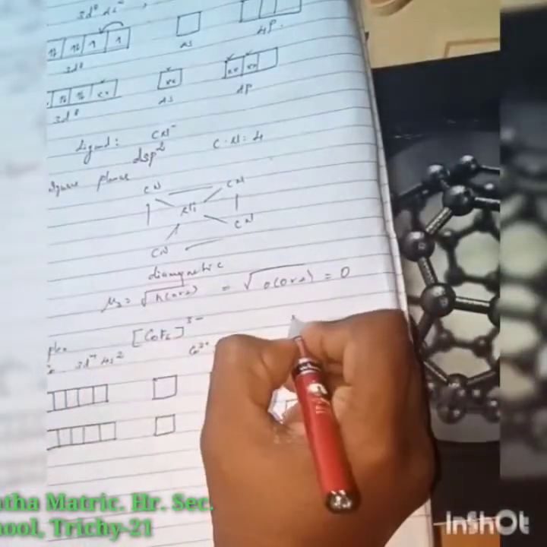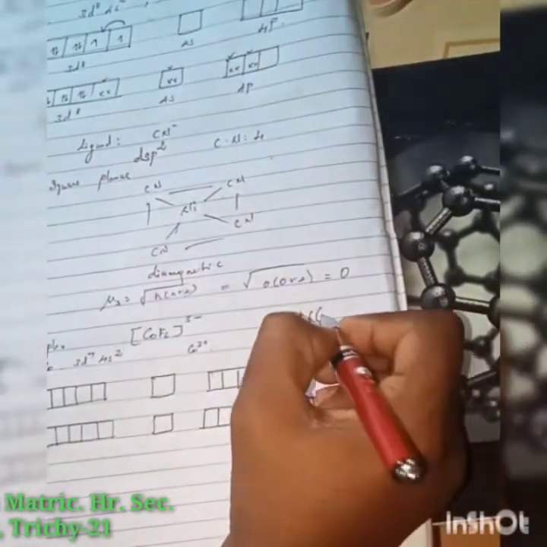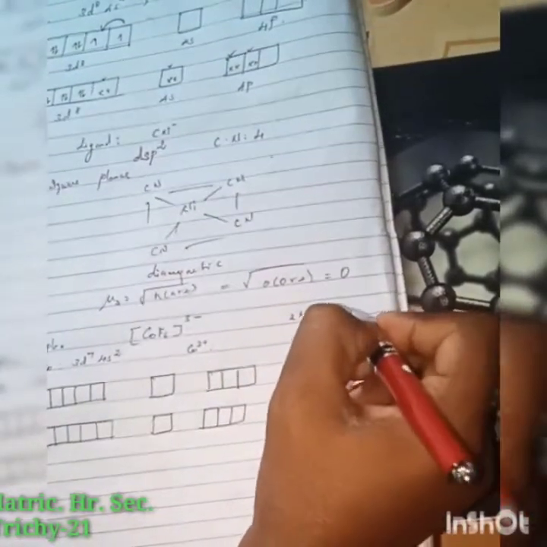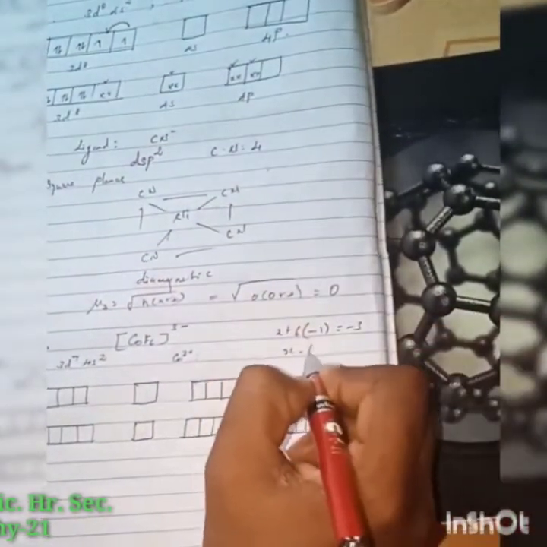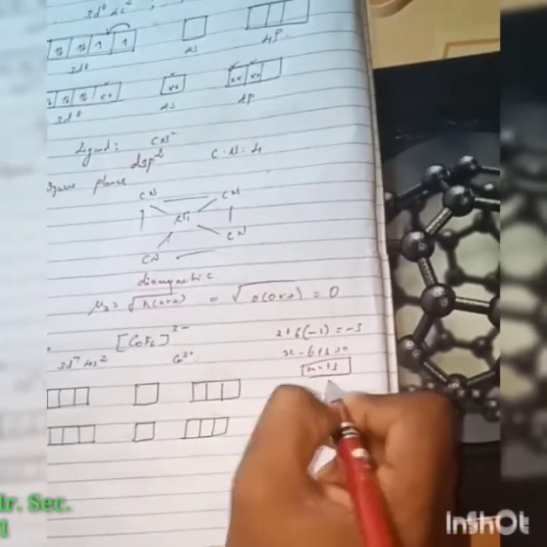Cobalt is X plus fluorine, which is present 6 times, so minus 1 each, and the complex charge is minus 3. So X minus 6 is equal to minus 3, which gives X equal to plus 3. So the cobalt oxidation state is plus 3.